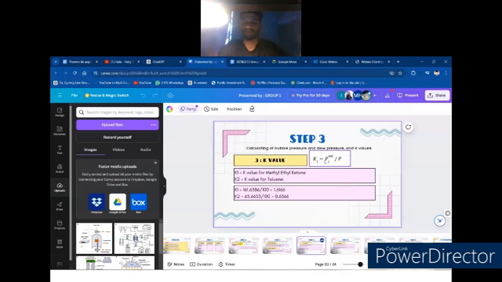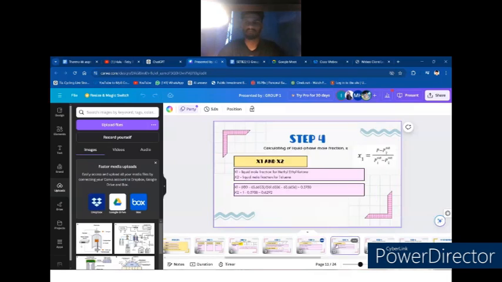The continuation of step 3 is to find the value of K by using the formula Ki equals Pi sat over P total, where i means the respective compound. By doing that, we get the value for K1, for methyl ethyl ketone, equal to 1.6166, and K2 equal to 0.636.